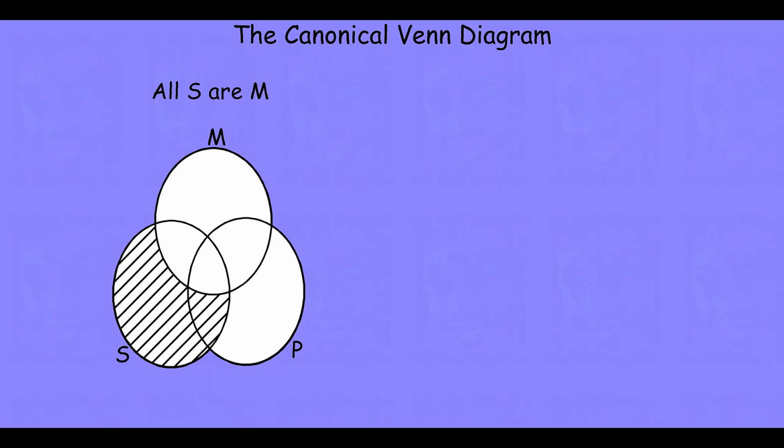So I would shade in that whole area, including that part that's overlapping with P, because all of the S, if there are any, are going to have to be an M, and so everywhere outside of M has to be empty.